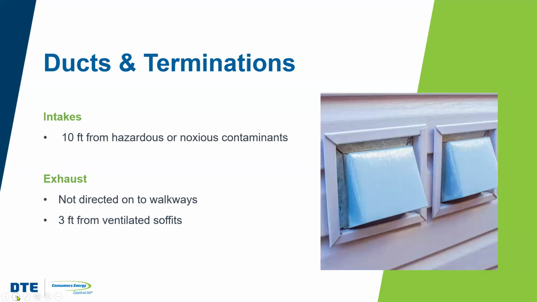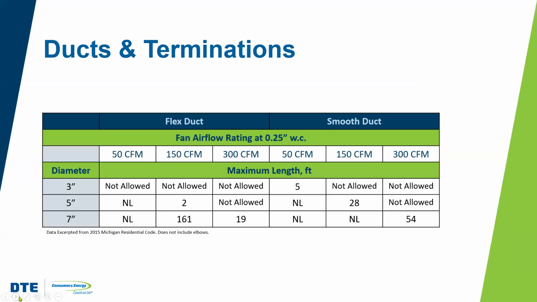You want to make sure that when you're looking at your ducts and your terminations, you stay specific distances. In this particular case, 10 feet from hazardous or noxious contaminants. So if you've got vents from other appliances, you want to make sure that you don't have any intakes near those things, right? You don't want to be exhausting air onto walkways, onto sidewalks, into certain spaces in the backyard where people are going to be walking. So you want to make sure that you stay clear of those.